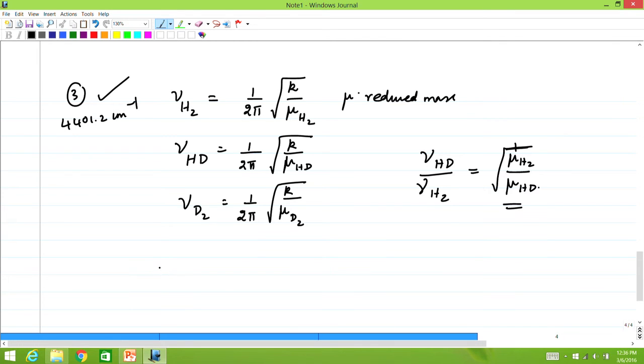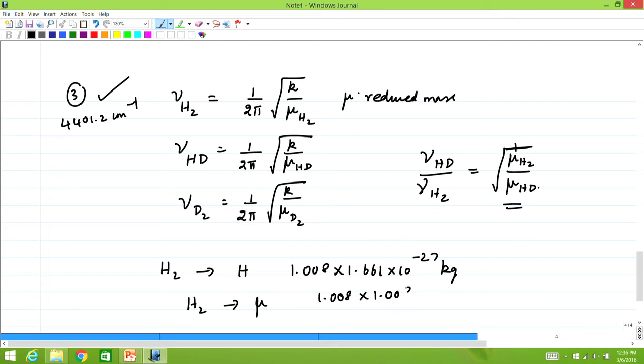And mu of H2 is easy to calculate if you assume the H atomic mass to be 1.008 AMU. If you multiply that by 1.661 times 10 raised to minus 27 kilograms, that is the mass of 1 AMU. Then for H2, the reduced mass is nothing but 1.008 divided by 2.016 times 1.661 times 10 to the minus 27 kilograms. This is the mu of H2.